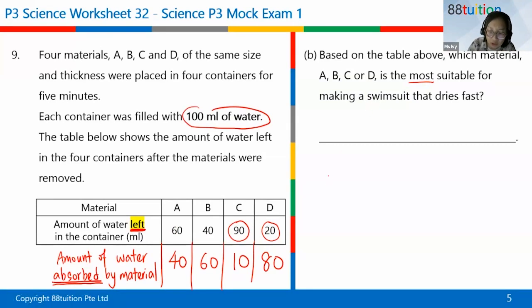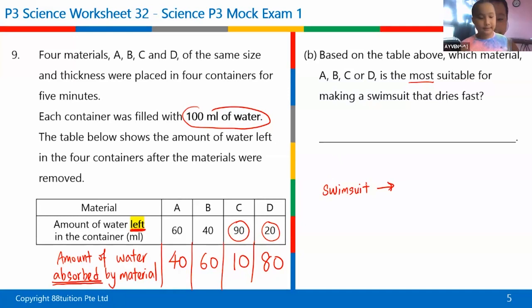When you wear a swimsuit, do you want your swimsuit to absorb a lot of water? If you want your swimsuit to absorb a lot of water, then imagine I ask you to wear a towel and jump into the swimming pool. Is it easy to swim? Imagine you wrap yourself in a towel, then you jump into the swimming pool. What will happen? Will the towel absorb a lot of water or very little?